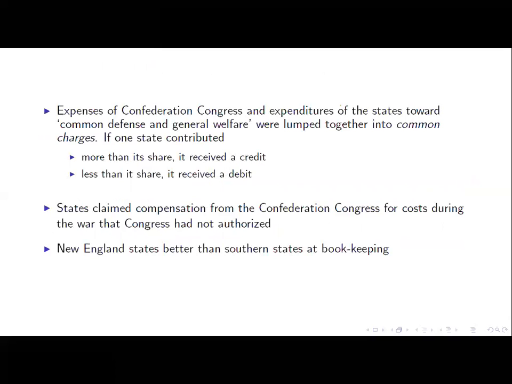So everybody lumps everything into these common charges and these common expenses. And then if a state pays more than its share, it receives a credit. And if it's less than its share, it receives a debit. And everybody sort of says, here's what I contributed to the war. Congress has this problem of saying, well, these are expenses we didn't necessarily authorize. There's this debate about who paid what where. Do you have the records? No, we don't have the records. It was a war. And there's lots of fighting about it; the southern states don't keep as good of records as the northern states. Just not terribly shocking.